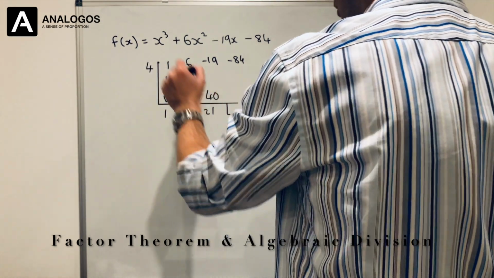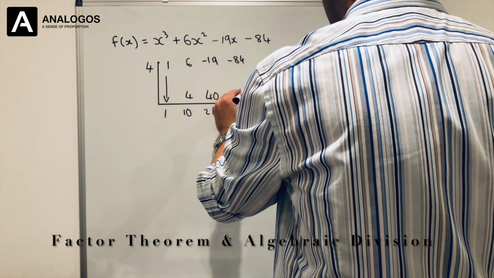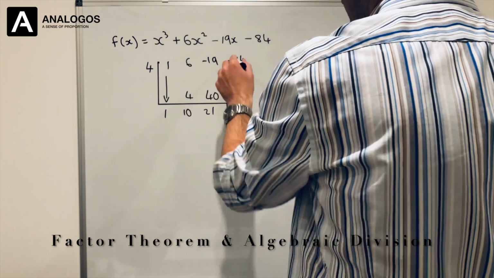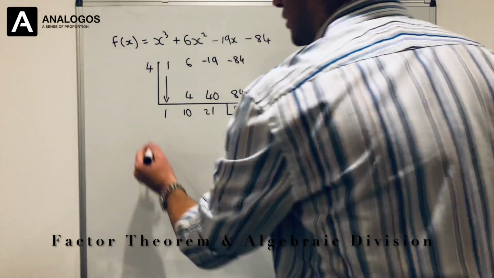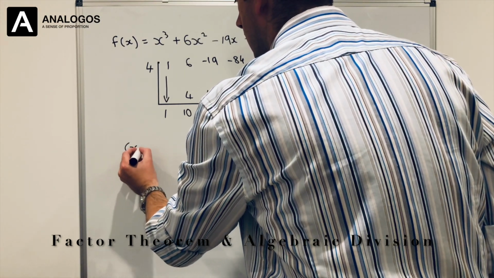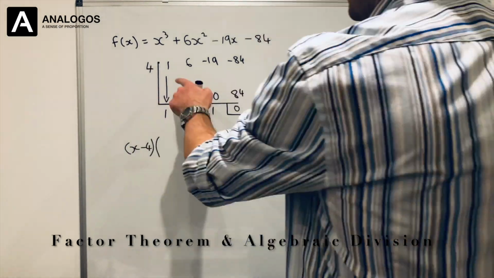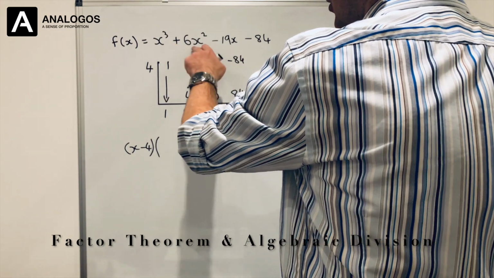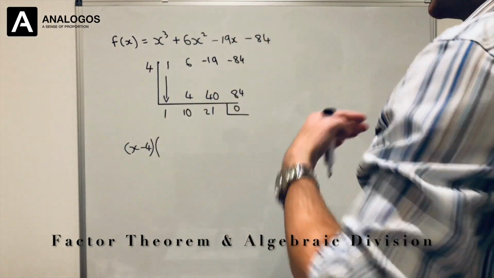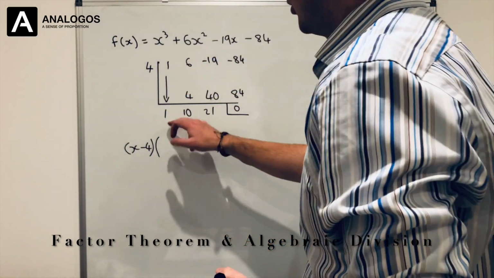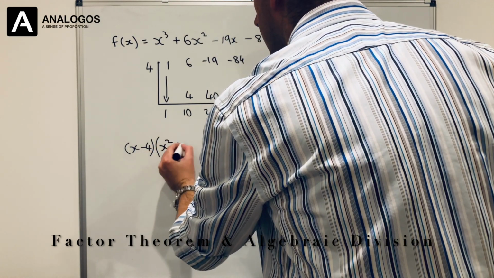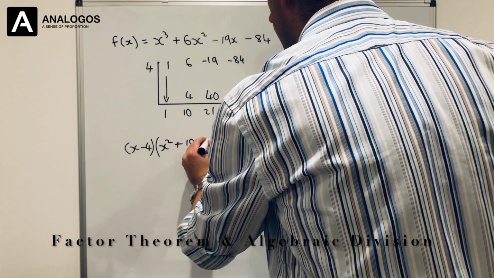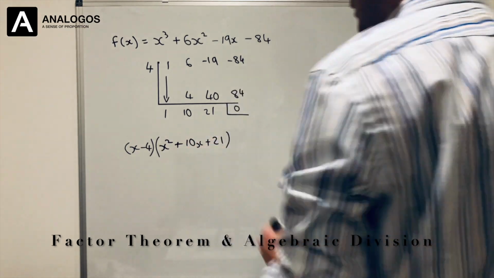4 times 21 would be 84. And then negative 84 plus 84 is obviously 0. So again, like the last question, we can write it as x minus 4. We're factorising, so we were at x cubed, but we're taking a factor out, so we've gone down in value. So we're now going to be looking at a squared value. So we've got x squared plus 10x plus 21.